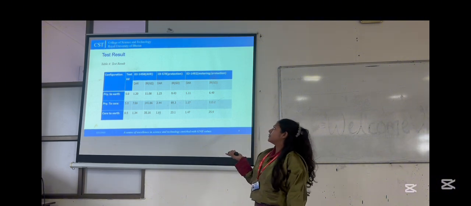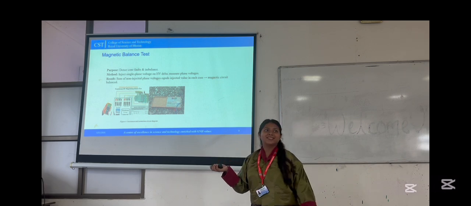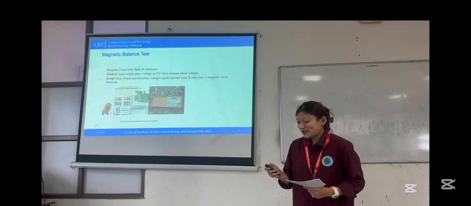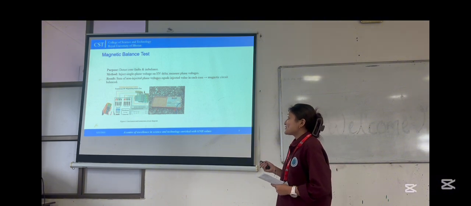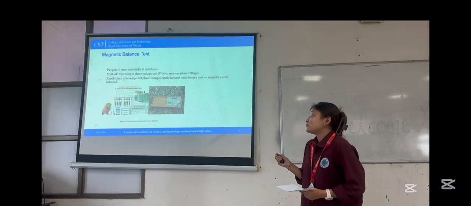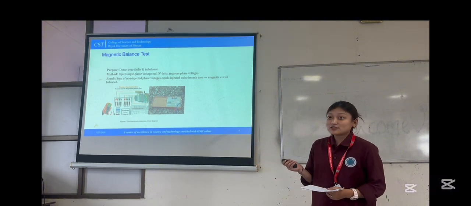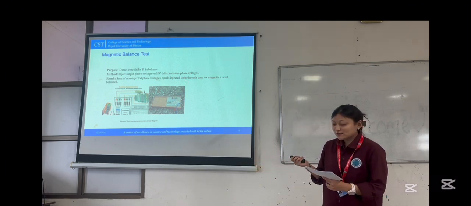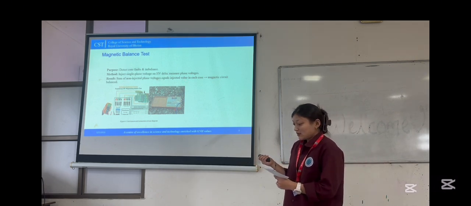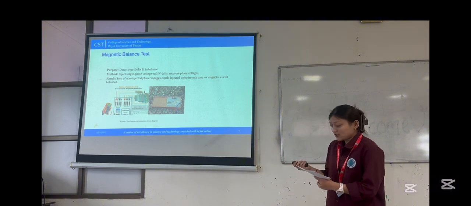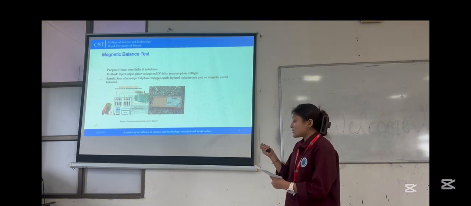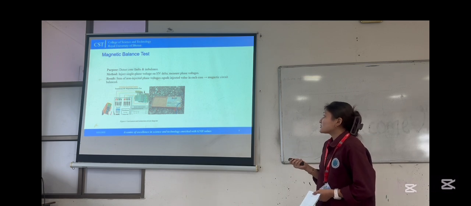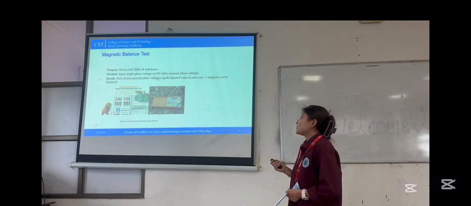Moving on, my friend will explain the magnetic balance test. So I will be presenting on the magnetic balance test. Before moving on to the test, I would like to tell the principle of the magnetic balance test: as we inject voltage in one phase, it will develop a sum of voltage in the two other phases. The purpose of the magnetic balance test is to detect pole imbalance.